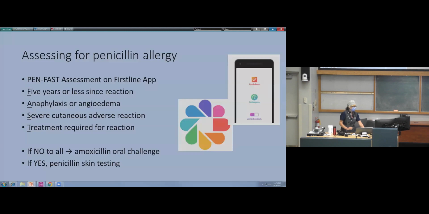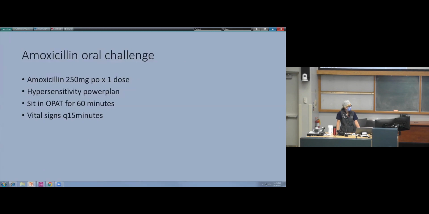So how do we do an oral amoxicillin challenge? We do these at OPAT sometimes. Basically what we do is we order amoxicillin, 250 milligrams, one dose orally. We also order on Cerner the hypersensitivity power plan. That power plan has a whole bunch of PRNs on it, like Benadryl, steroids, epinephrine. The patient takes the amoxicillin. They sit in OPAT for an hour. They have their vital signs done every 15 minutes. And at the end of the hour, as long as they're feeling fine, they go home and they get delabeled of their penicillin allergy.